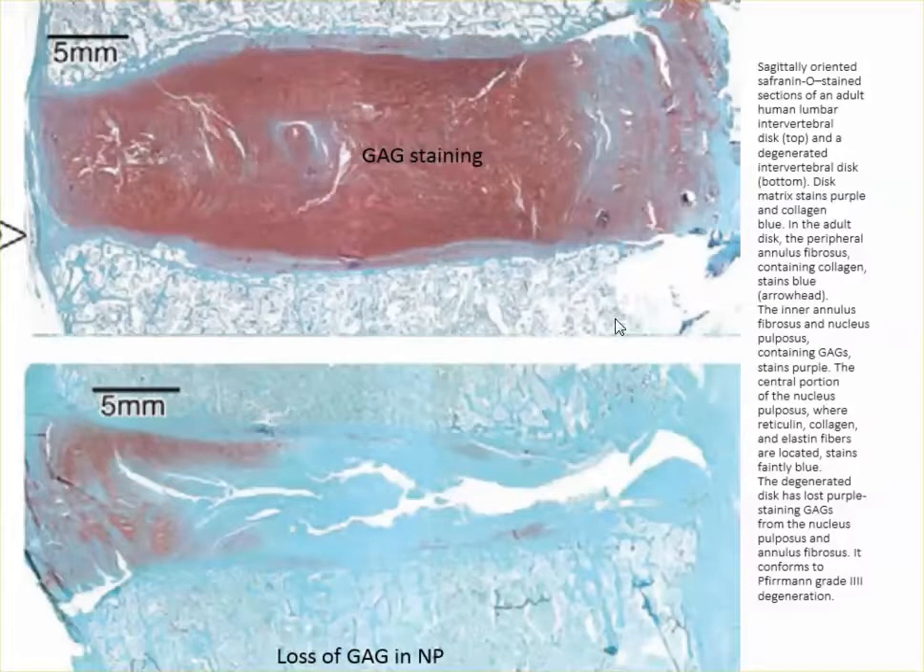Today's discussion is degenerative disc disease and low back pain and running. So the cells within the matrix make glycosaminoglycans, and they stop making these proteins as the disc degenerates.